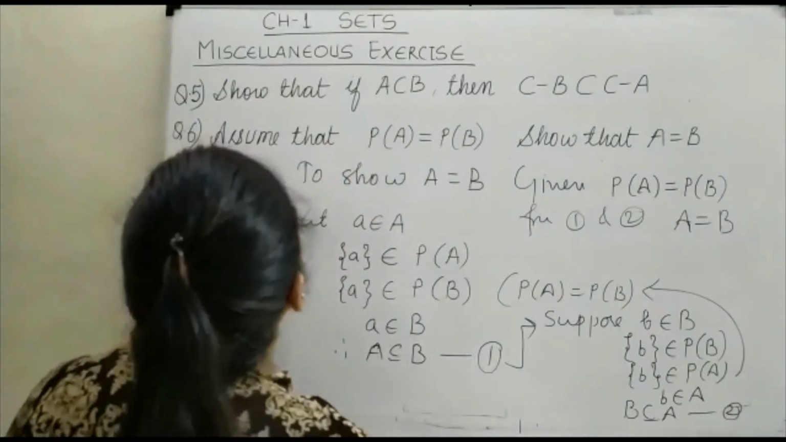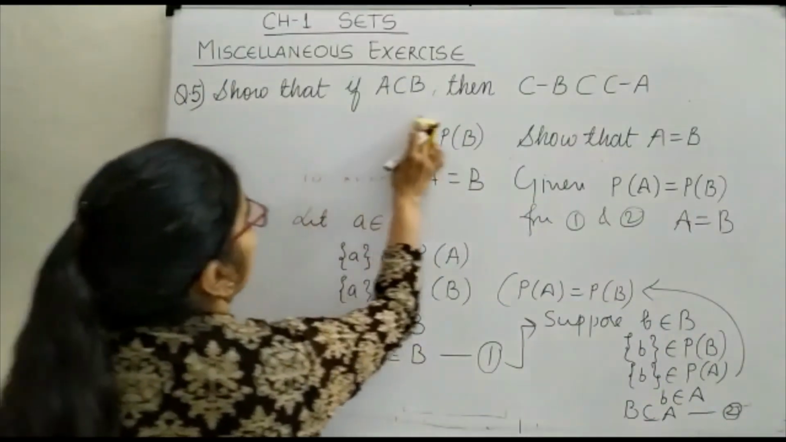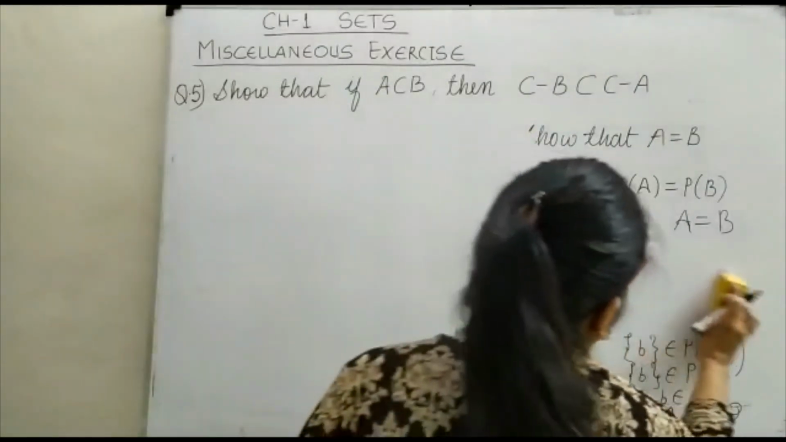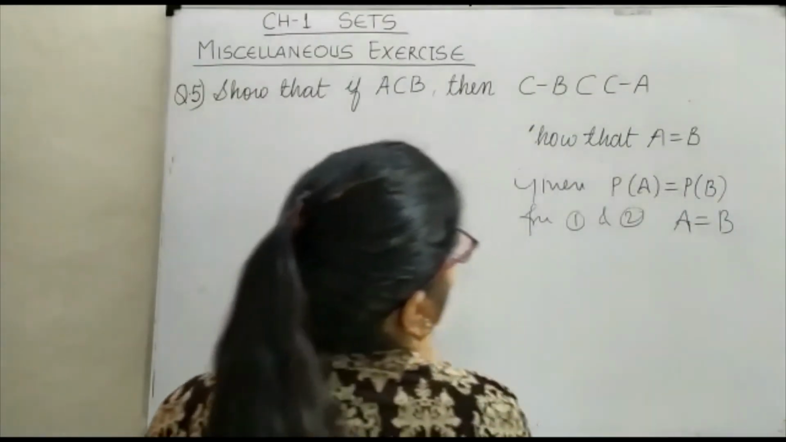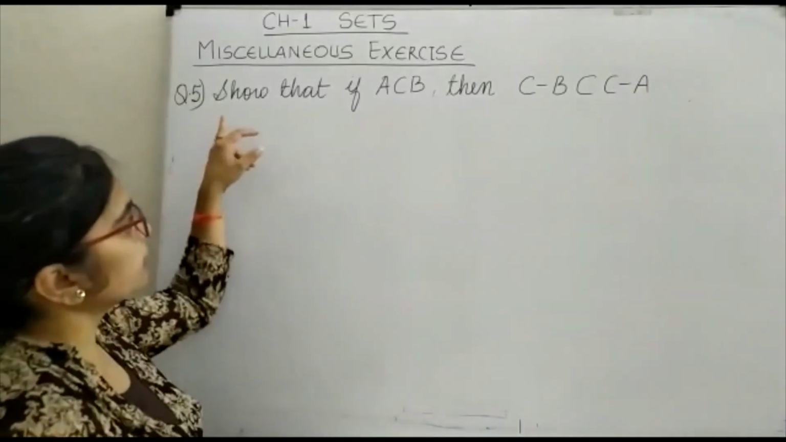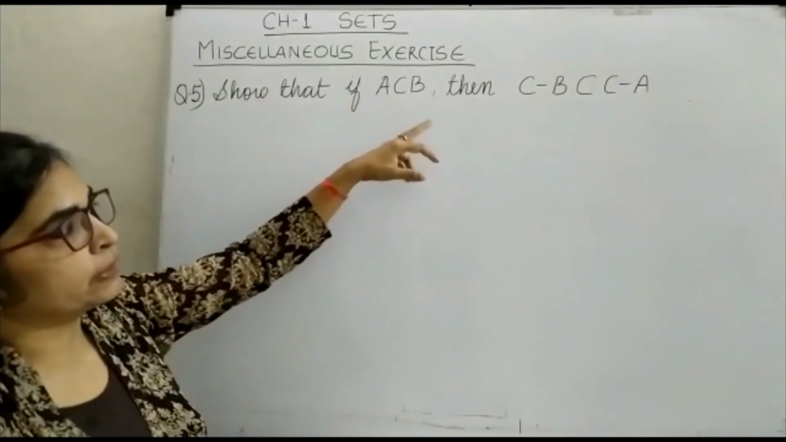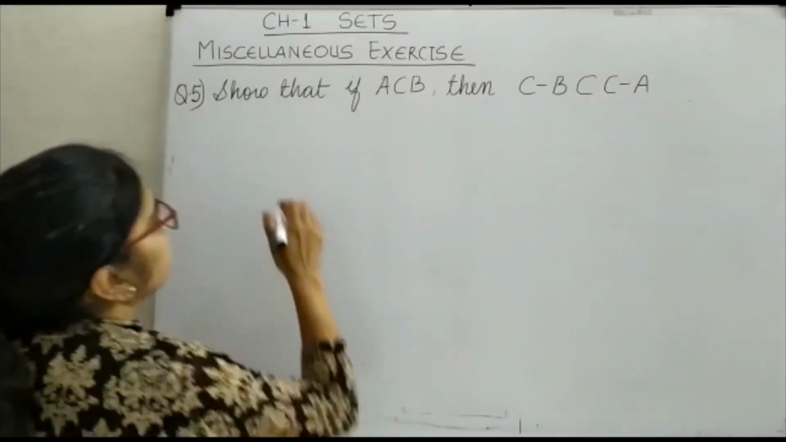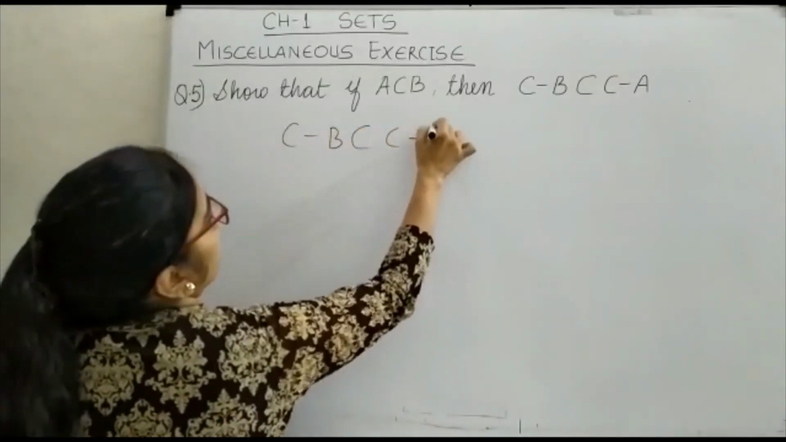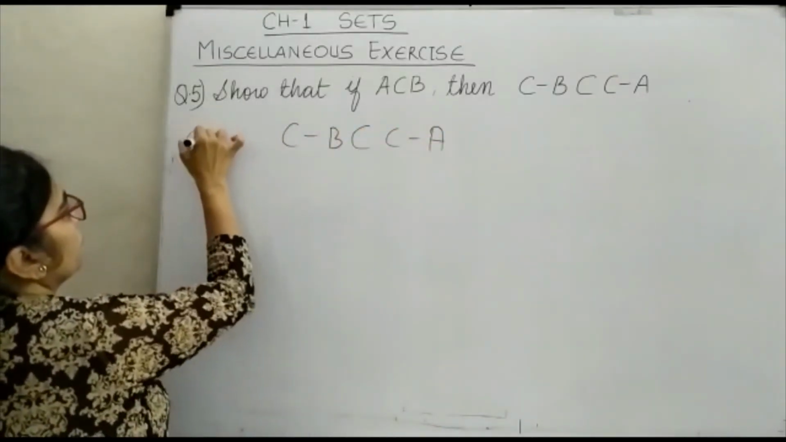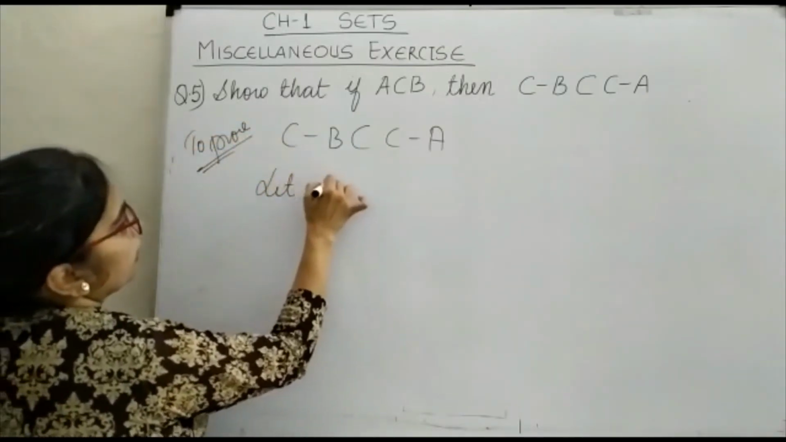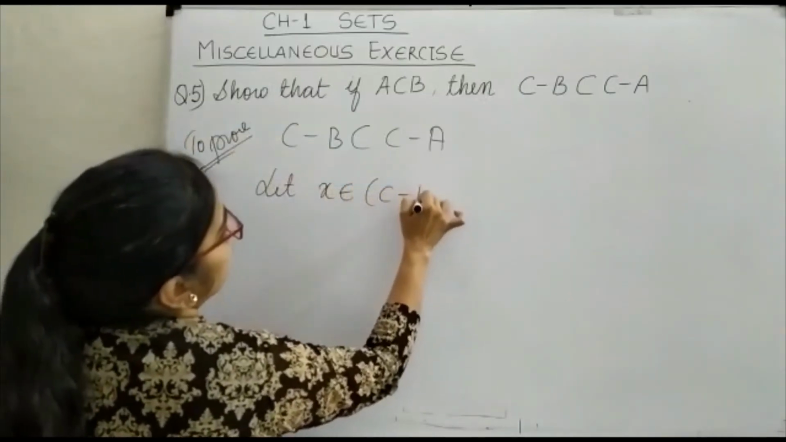Now moving on to question number 5. You can see that it's given: show that if A is a subset of B, then C minus B is a subset of C minus A. Okay, C minus B is a subset of C minus A. This we have to prove. Let x belong to C minus B.